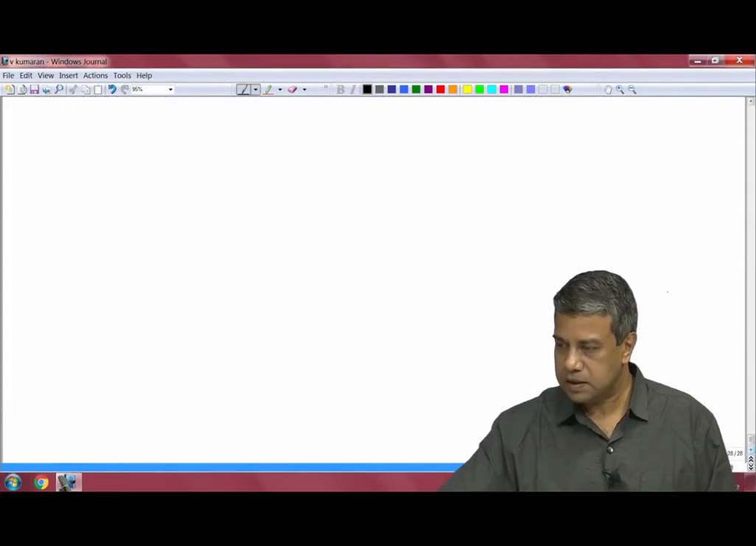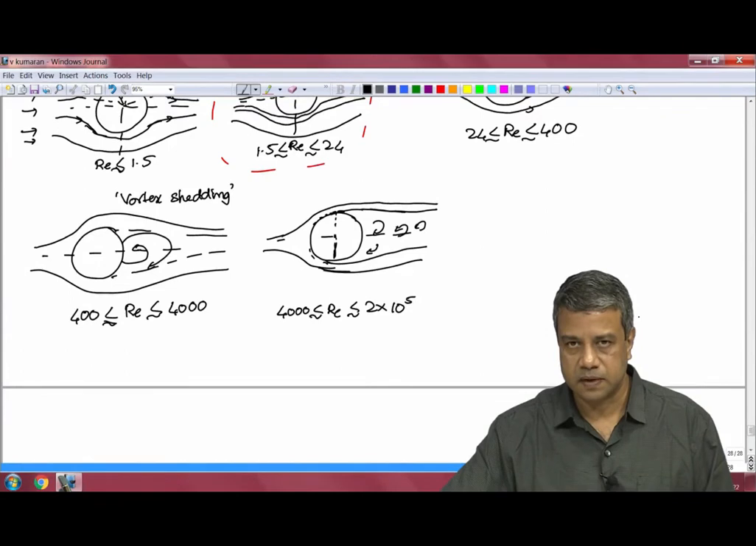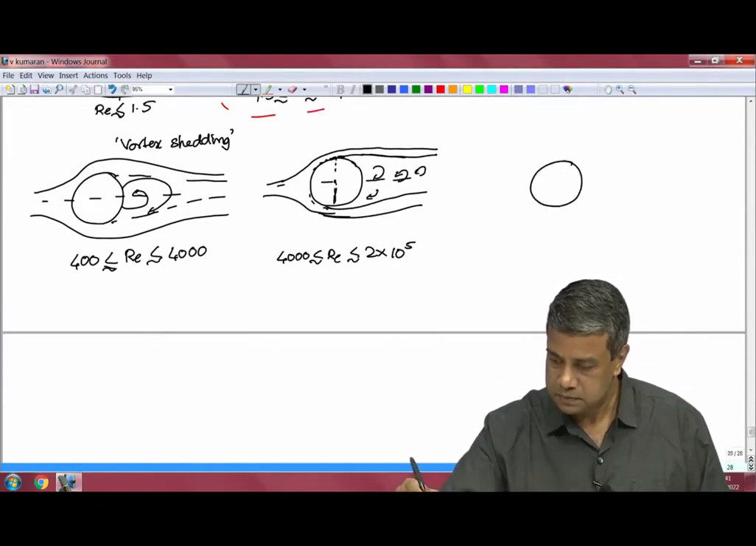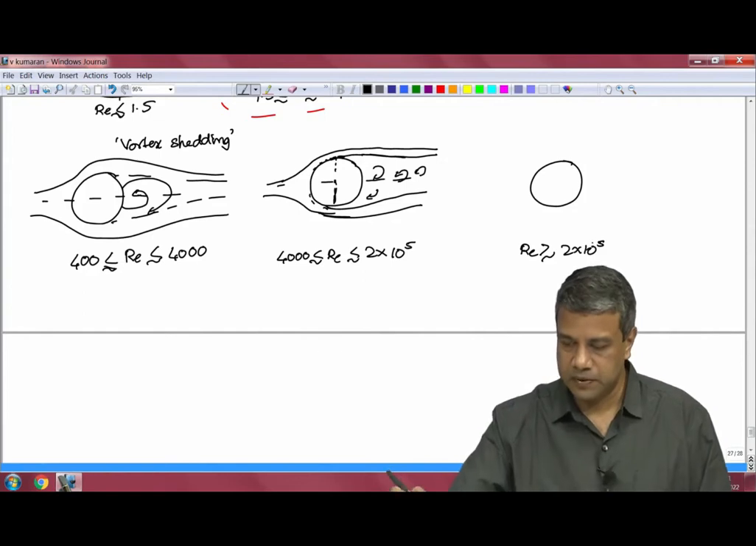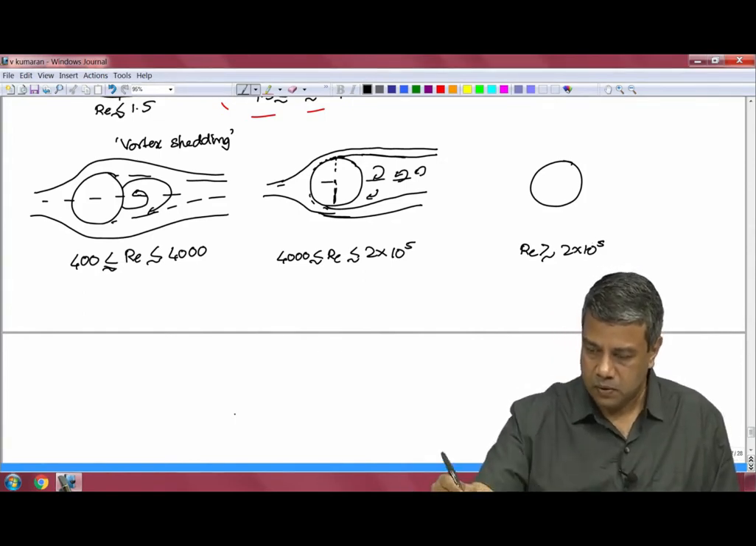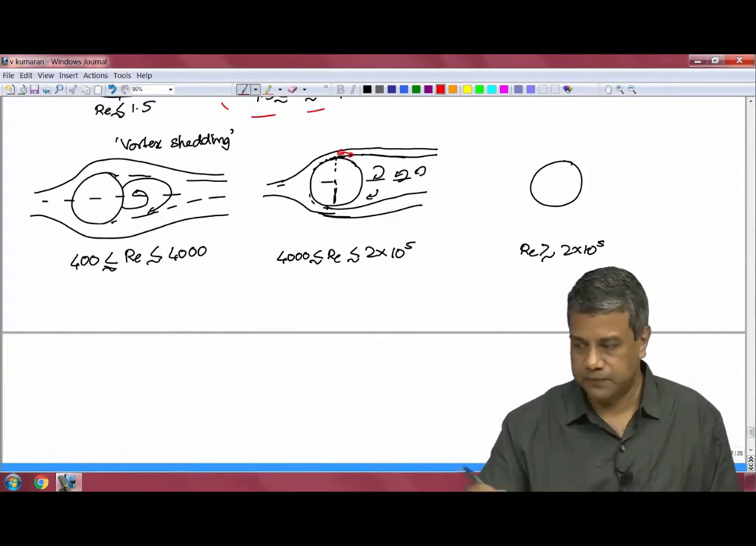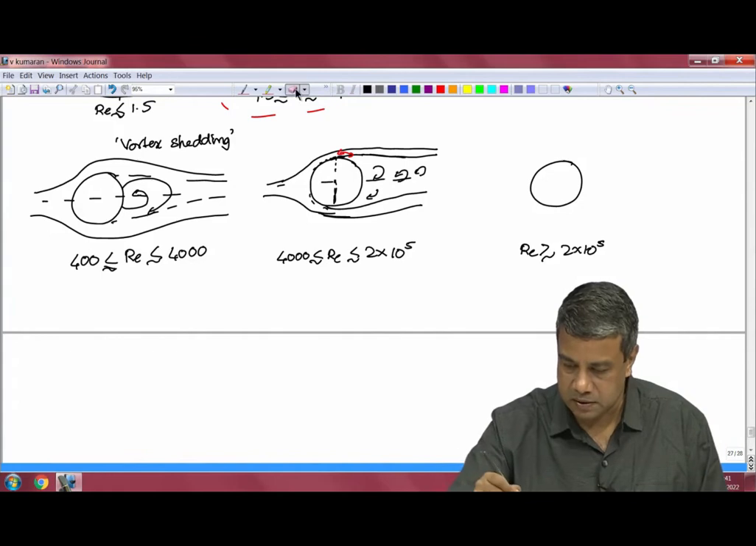And as you increase the Reynolds number further, and the Reynolds number is greater than about 2 × 10^5, two things happen. One is that this wake region suddenly moves downstream. This wake region suddenly moves downstream almost discontinuously.